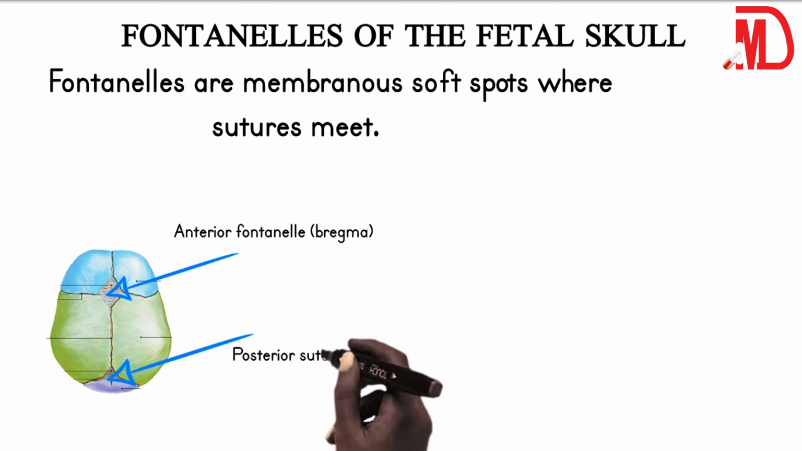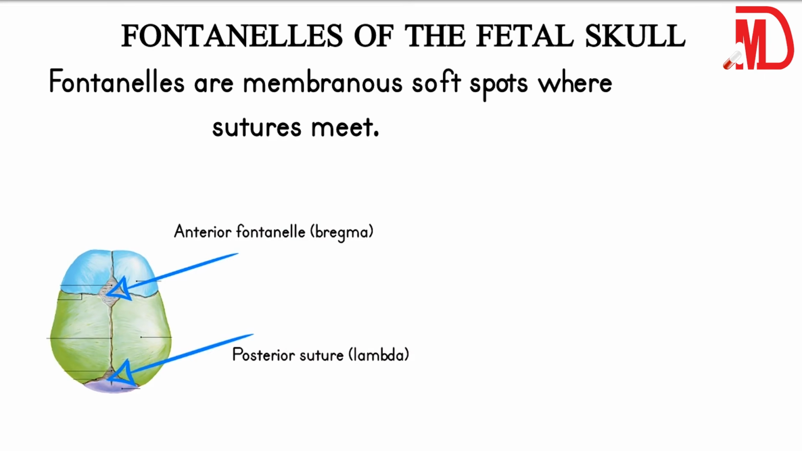2. The posterior fontanelle, also known as lambda. This is a triangular fontanelle which closes by 6 to 8 weeks. It is located at the junction of the sagittal and lambdoid sutures.